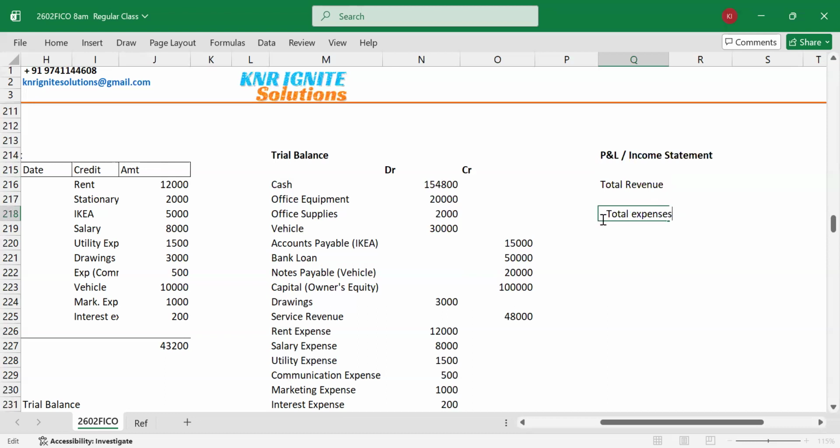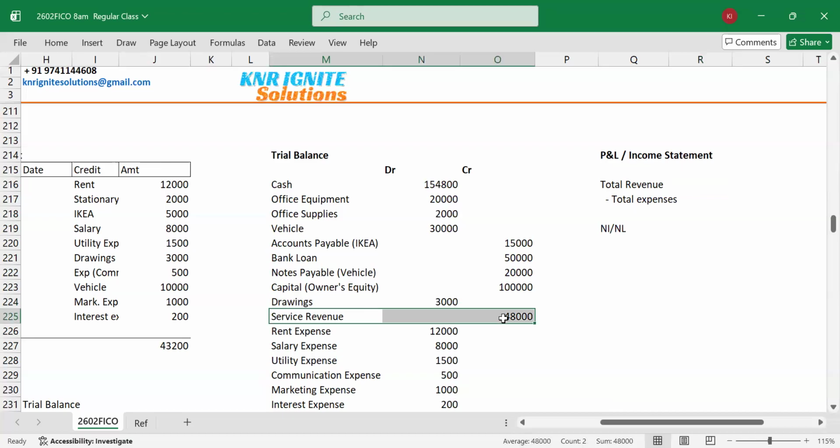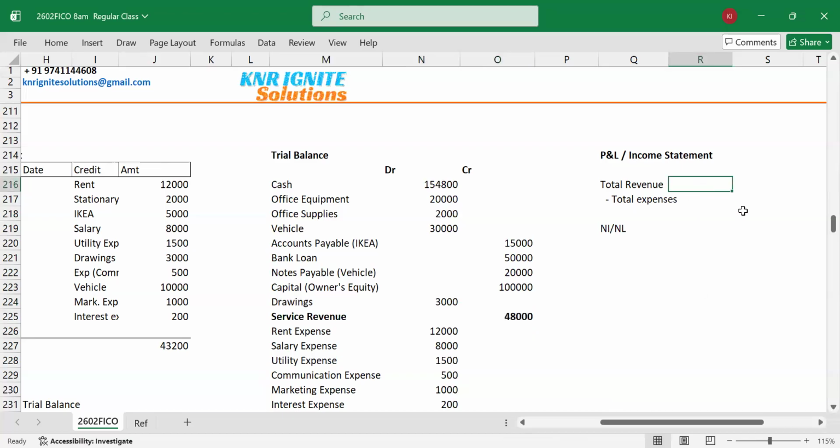Okay. So let me put that here. Minus your total expenses. If you do this, then you will get net income or net loss. This is what you need to know. Now let's say my total revenue, if you see this revenue account that I already have here, where do I have this? Service revenue. This is my total revenue, which is 48,000 is what I earned.